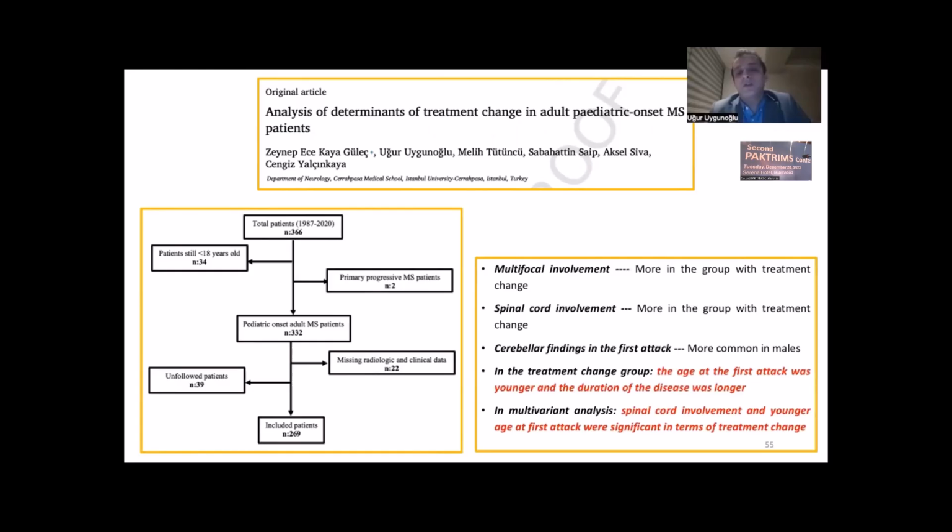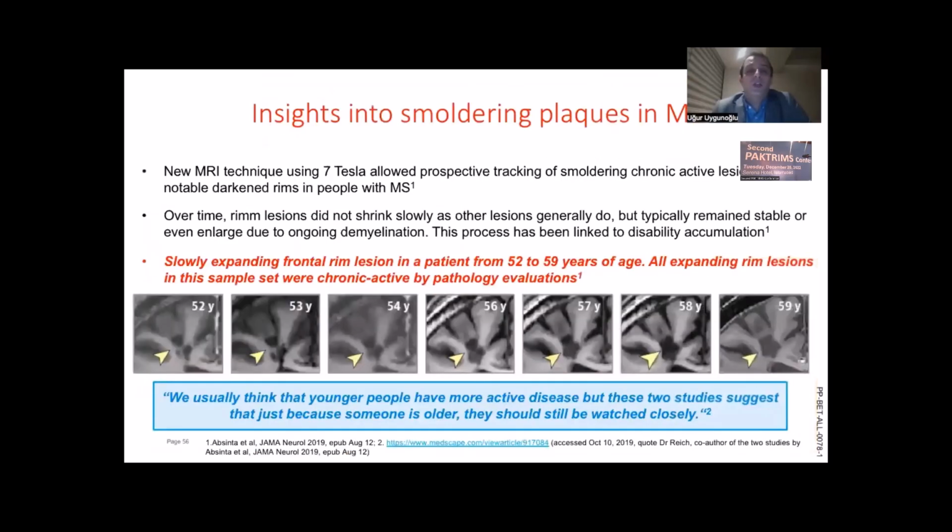All of the results are consistent with the literature on the pediatric side as well. Spinal cord involvement was more frequent in the group with treatment change. And in the treatment change group, the age at the first attack was younger and the duration of the disease was longer. In multiple analysis, we detected that spinal cord involvement and younger age at first attack were significant in terms of treatment change. So these are the clinical predictors for treatment change.